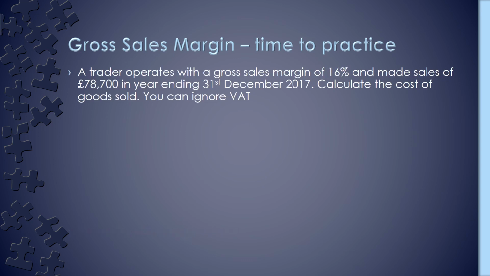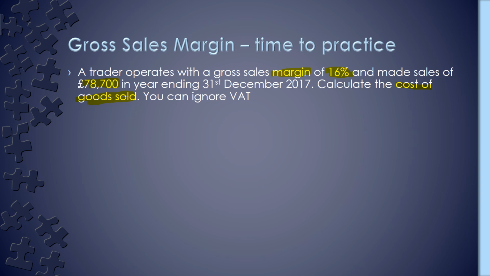So let's run through the answer to this question then. A trader operates with a gross sales margin of 16%. So we're going to highlight what we know. We know that we're operating with a margin of 16. And they made sales of 78,700 in the year ending 31st of December 2017. And we want to calculate the cost of goods sold.